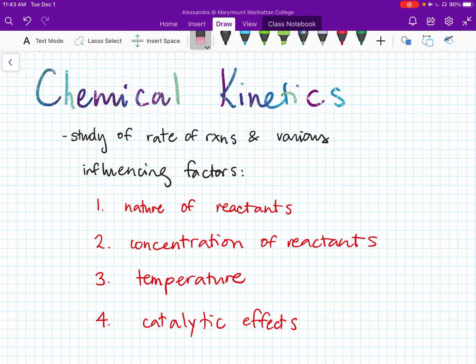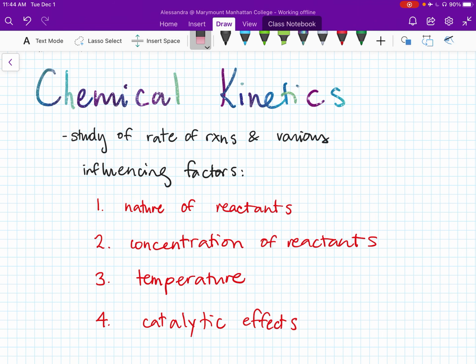And the final influencing factor for reaction rate is catalytic effects. Catalysts are agents that speed up reactions. Catalysts can be biological. Enzymes are biological catalysts. So, enzymes are large proteins that make reactions go faster. Catalysts can also be just small chemicals, small molecules that make reactions go faster. So, abiotic catalysts as well.